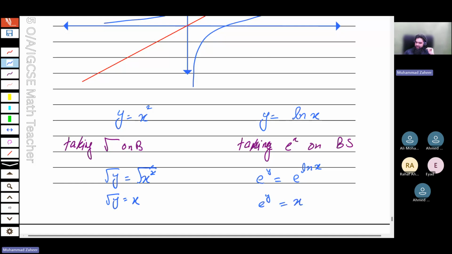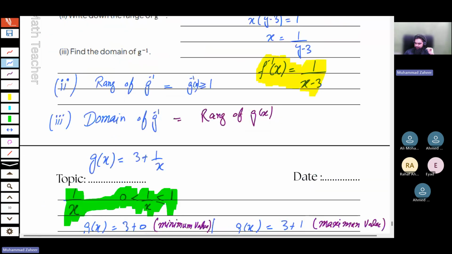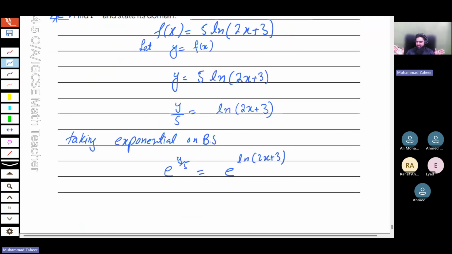All right. So the same rule I'm going to be using here, because I know that the inverse of natural log is going to be exponential. So I'm taking the exponential on both sides, because exponential means e raised to power x. So everything will be in the power of e: the left side will be in the power of e, the right side in the power of e.